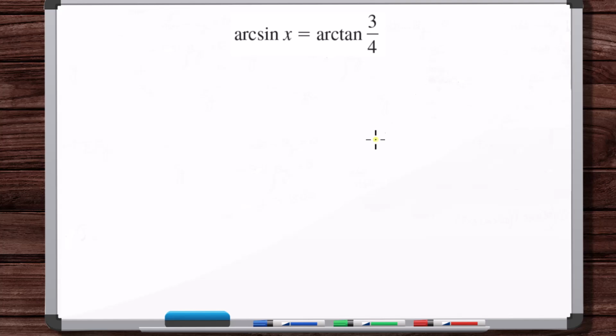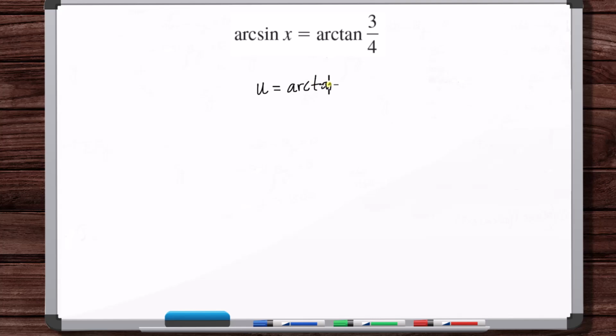So that's one way we could do this. We could just go ahead and find this angle. But another way to do it, and we worked problems like this in section 1, is we could go ahead and say that u is equal to arc tangent.